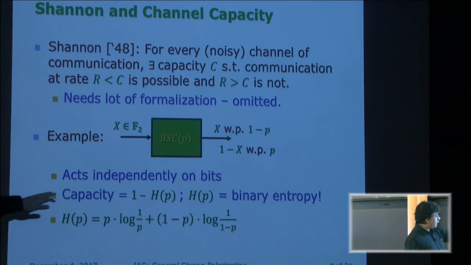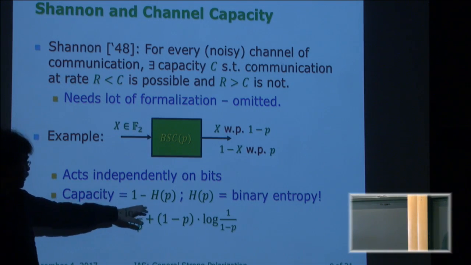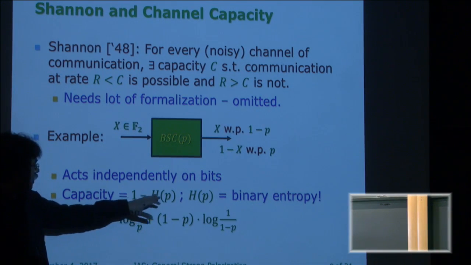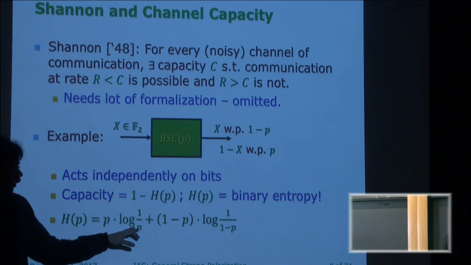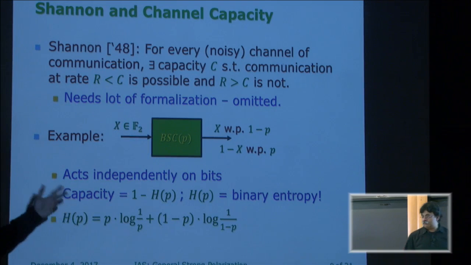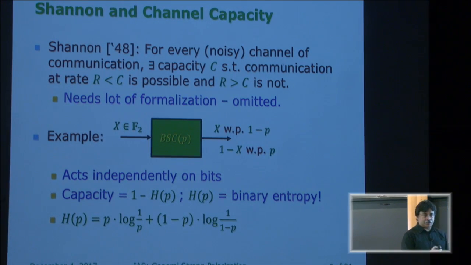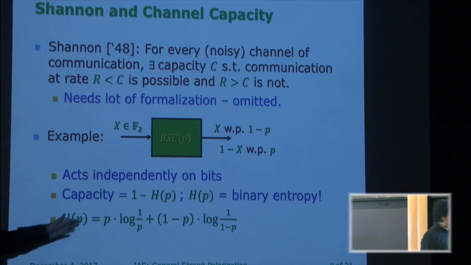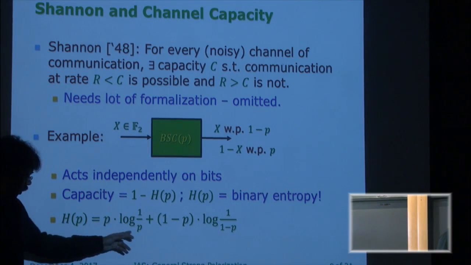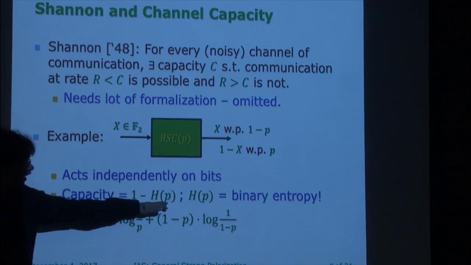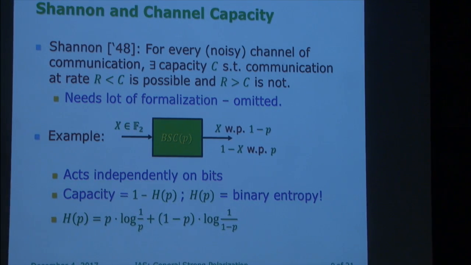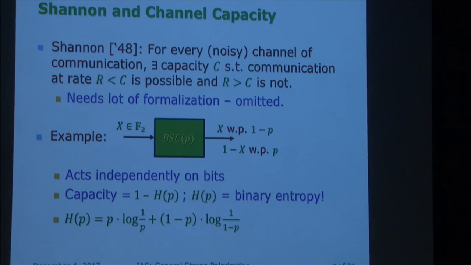So the capacity for this channel, the expression given by Shannon, was 1 minus the binary entropy of p, where the entropy of p is p log 1 over p plus the corresponding term for 1 minus p. So it's some particular well-defined expression. This is a quantity that's going to be between 0 and 1. Entropy of 0 is 0. Entropy of 1/2 is 1. And the capacity of the channel is 1 minus this quantity, whatever it is.